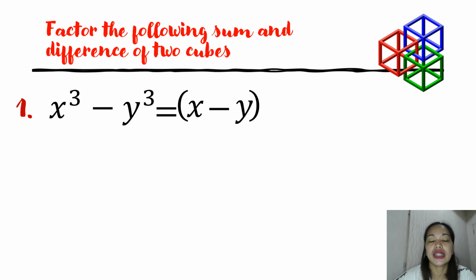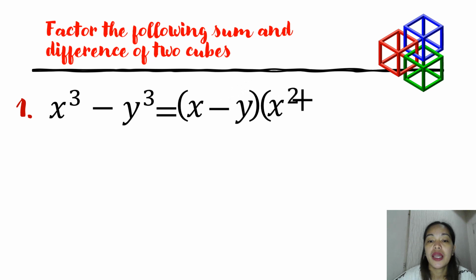Let's now proceed to the second factor. Paano natin kinukuha ang second factor? We will base that on the first factor. Since the first factor is already the cube root of the first term and the cube root of the second term, ang gagawin na lang natin is square natin yung first term on the first factor. So the first term is x, and the square of that x is x squared. Then, get the opposite operation. Ang operation sa first factor is minus, so the opposite of that is plus.